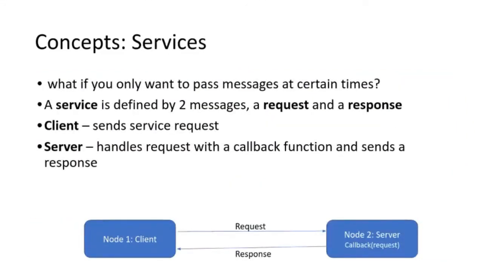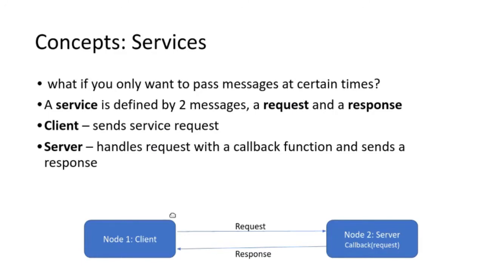One thing I mentioned about publishers and subscribers is you generally use those if you want to continuously send and receive information. But oftentimes there are times where you only want to send something once or periodically, not all the time at a certain rate. When you do this, you don't want to use publishers and subscribers. You want to use something called services. Services are defined like this: you can see at the bottom here, a service consists of a request and a response.